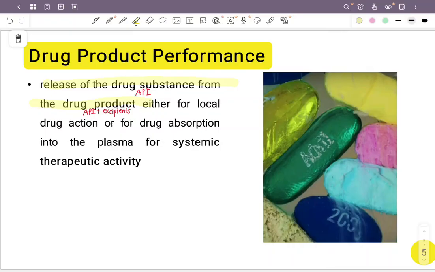I think you have already encountered the terms local drug action and systemic drug action, guys, but let's review. When we say local drug action, this is a drug action on the site of administration. For example, we apply an analgesic in topical form. It is placed on the skin, so its effect is also only on the skin. That is local drug action.